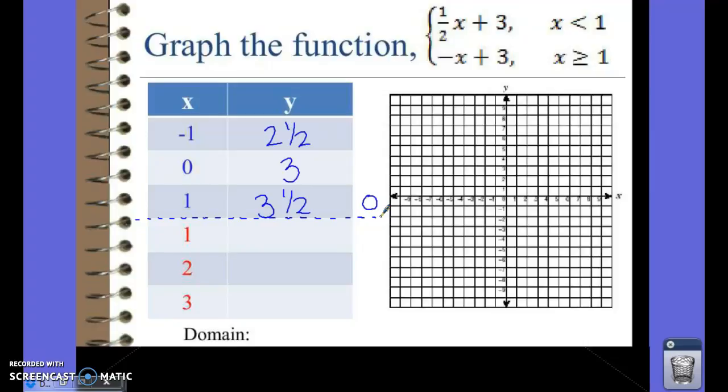Let's graph these. We have an open circle at 1, 3.5. And I have an arrow at the end because it's all values less than 1 on x.